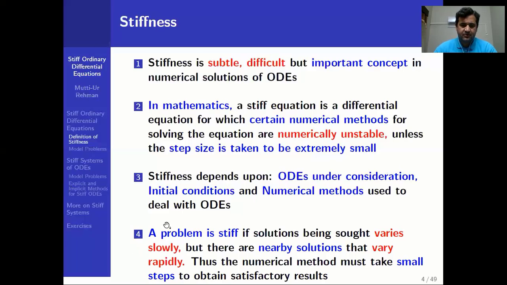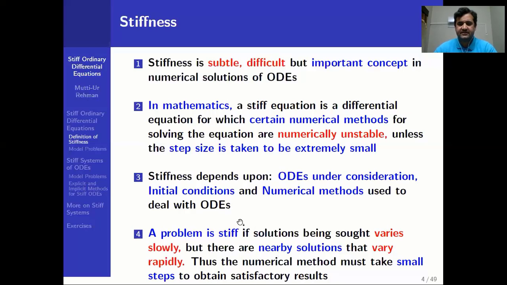We say that a problem is stiff if the solution being sought varies slowly. But what about the solutions which are nearby? Of course, the solutions which are nearby can vary rapidly. Okay, so this is what I told you.